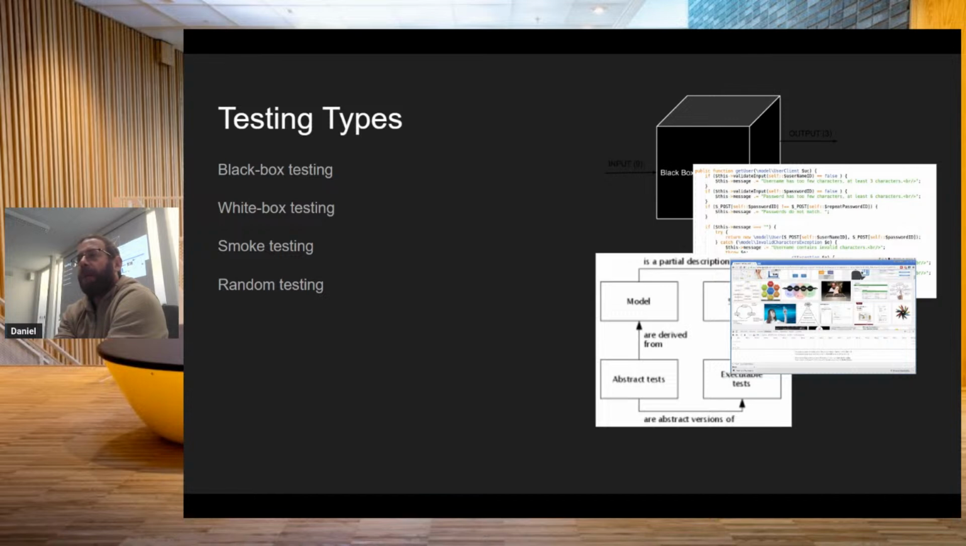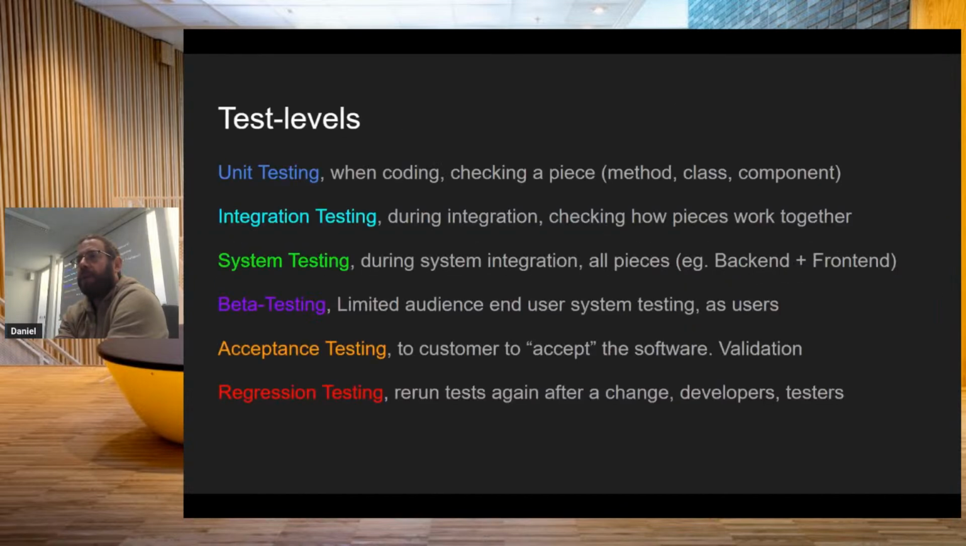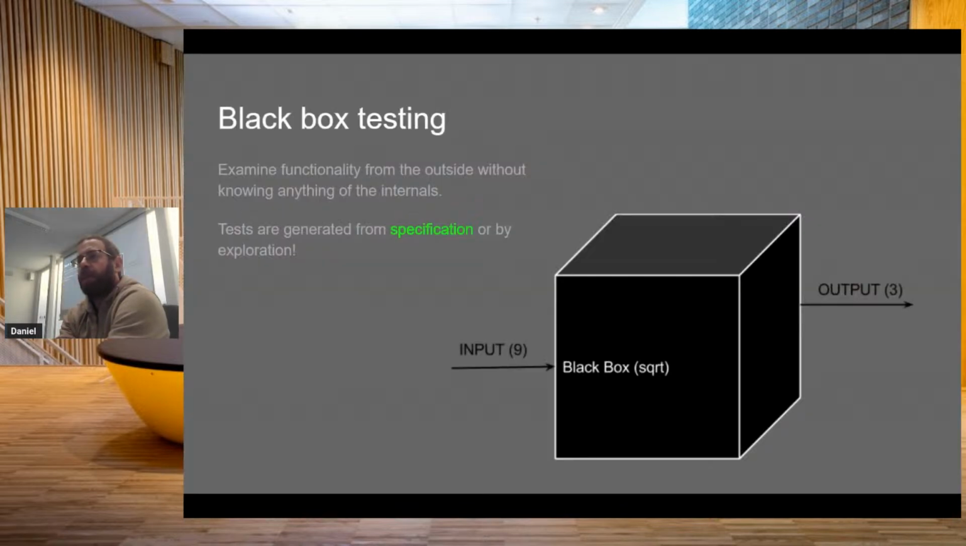Okay, now we have a different type. So we had testing levels, and then we have testing types also. Black box testing is a way of thinking when you are writing test cases. When you're thinking black box, you're thinking that I don't know how the code looks inside this black box. So I'm only thinking about the requirements for this black box. So I'm thinking about the expected behavior.